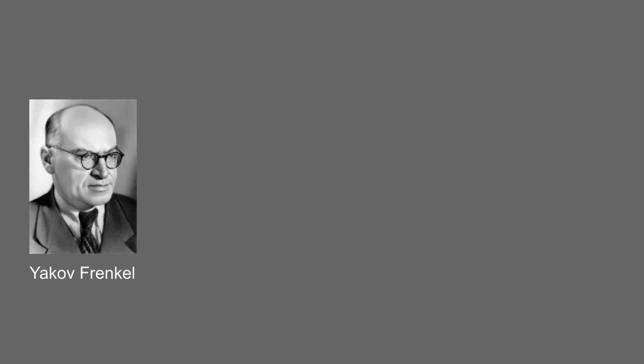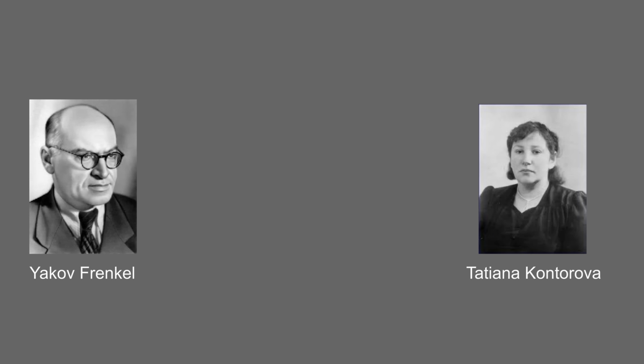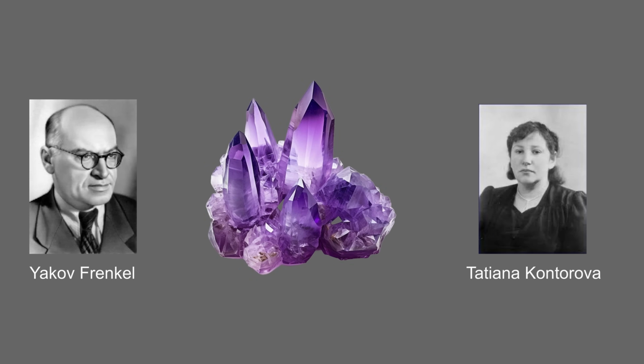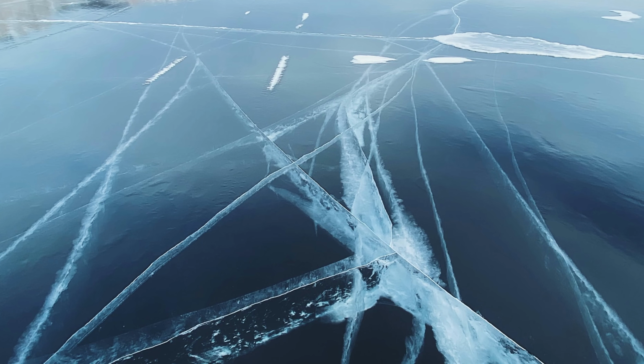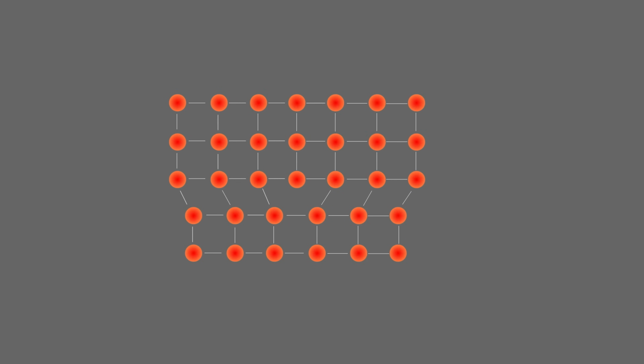In 1938, two physicists, Yakov Frenkel and Tatyana Kontorova, studied crystals. But crystals in nature are not perfect. They contain dislocations, which put a strain on the crystal lattice. Frenkel and Kontorova wanted to study the structure and dynamics of the lattice near these dislocations. That's a very difficult task to do when you consider the whole crystal as a bulk.